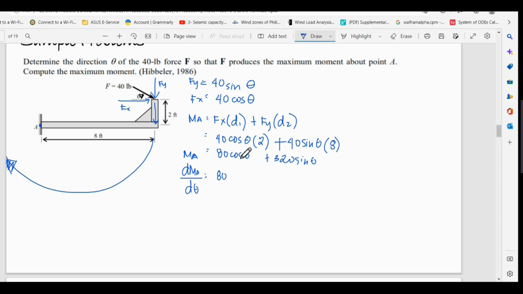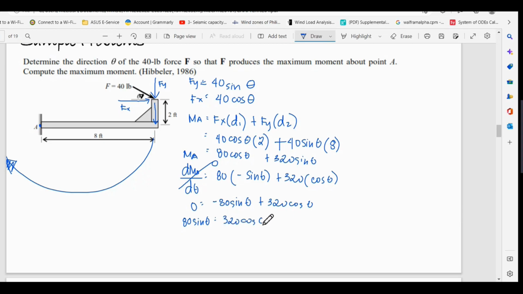80. Ano yung derivative ng ating cosine? We have negative sine theta plus 320. Derivative of sine theta is what? Cosine theta. And sabi natin kanina, maximum moment. Therefore, maxima minima, it will be equal to 0. So we have 0, negative 80 sine theta plus 320 cosine theta. Okay, so transpose natin sa kabila. So we have here 80 sine theta is equal to 320 cosine theta.